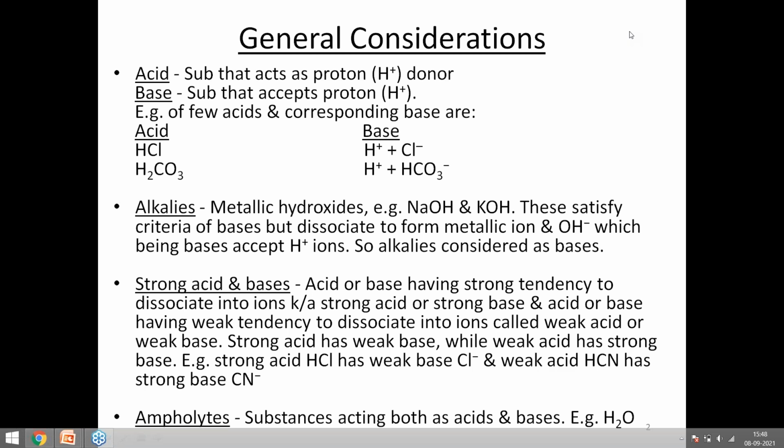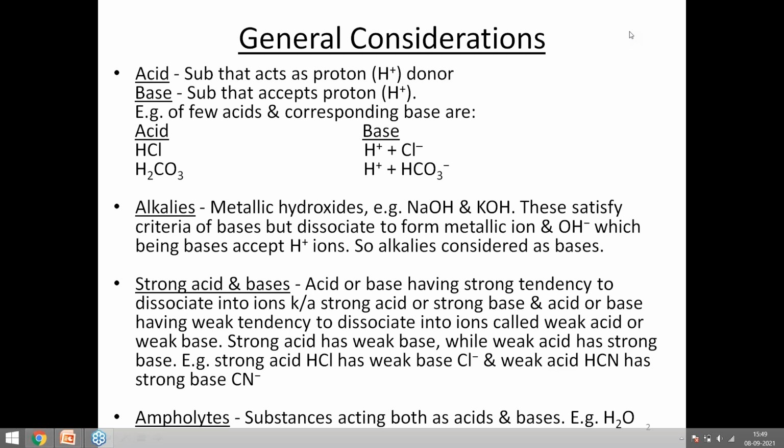What are alkalis? So these are metallic hydroxides, for example, sodium hydroxide or potassium hydroxide, and these satisfy the criteria of bases, but they dissociate to form metallic ion and hydroxyl, which being bases accept the hydrogen ion, right? So alkalis are considered as bases, okay?